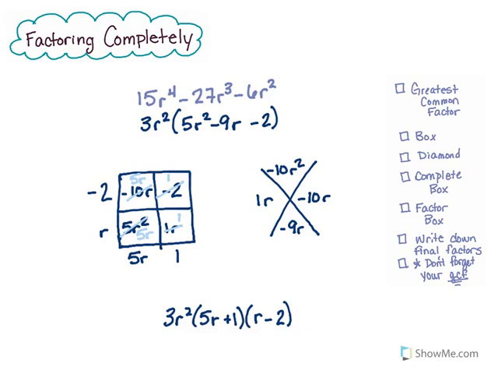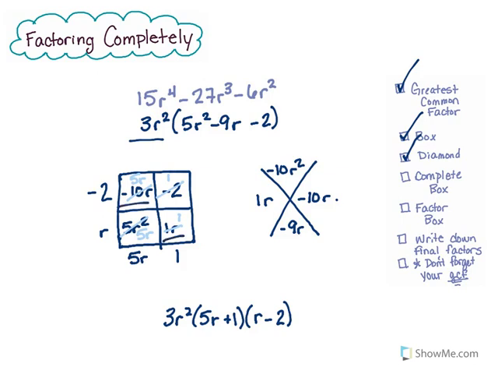Okay, here is my answer. So let's go ahead and go through it really quick. Up here I pulled out a 3r squared. That was my greatest common factor. Then I created my box. Then I filled in my diamond and found out that negative 10r times r is negative 10r squared, and negative 10r plus r is negative 9r.